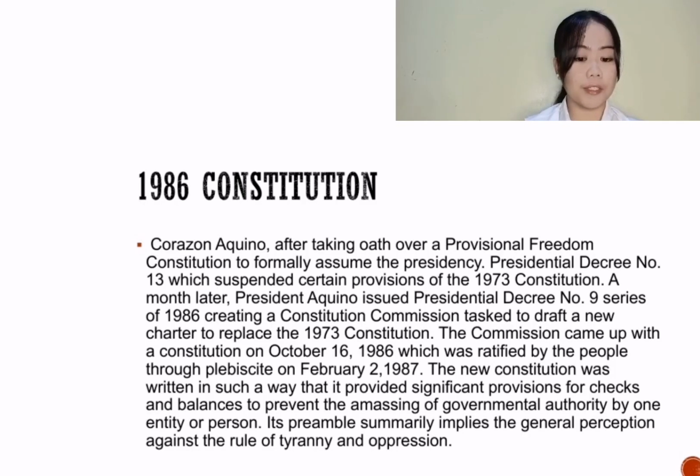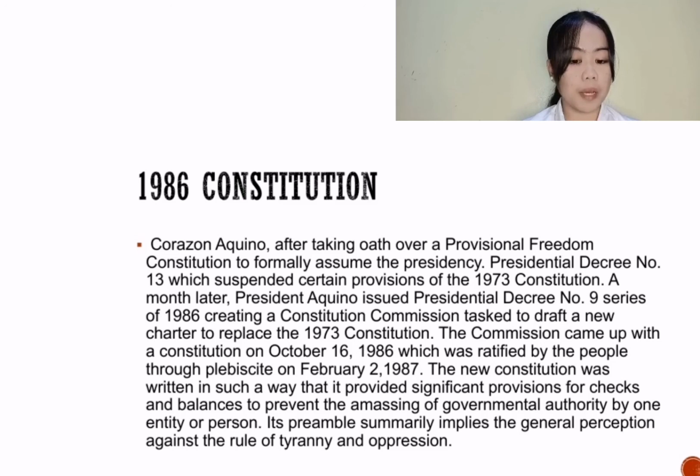Corazon Aquino, after taking oath over a provisional freedom constitution to formally assume the presidency, issued Presidential Decree number 13, which suspended certain provisions of the 1973 Constitution. A month later, President Aquino issued Presidential Decree number 9 series of 1986, creating a constitutional commission tasked to draft a new charter to replace the 1973 Constitution.